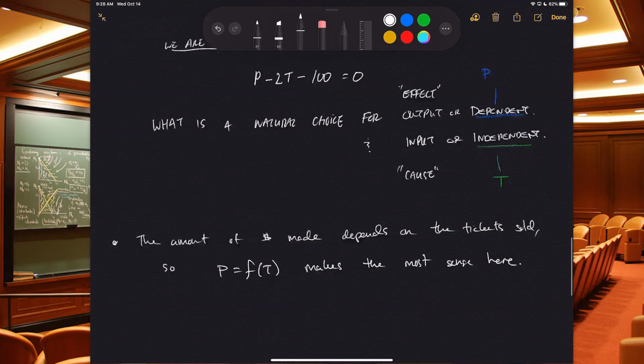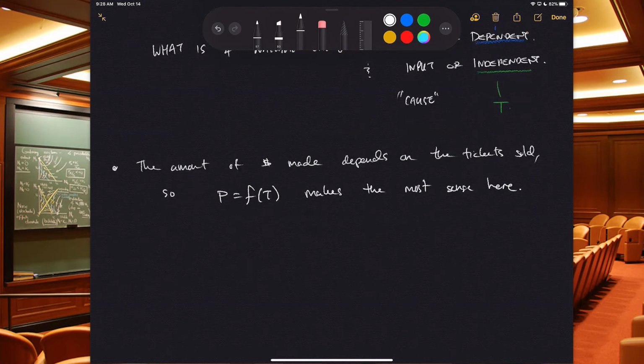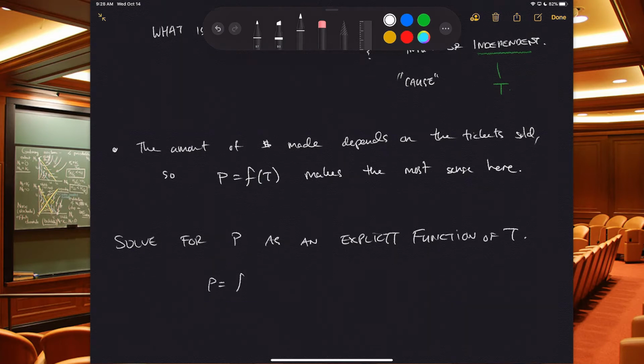Okay, so P is a function of T, and that makes sense. And so now let's solve for P as an explicit function of T. So what that means is P on one side, an expression of T on the other side.